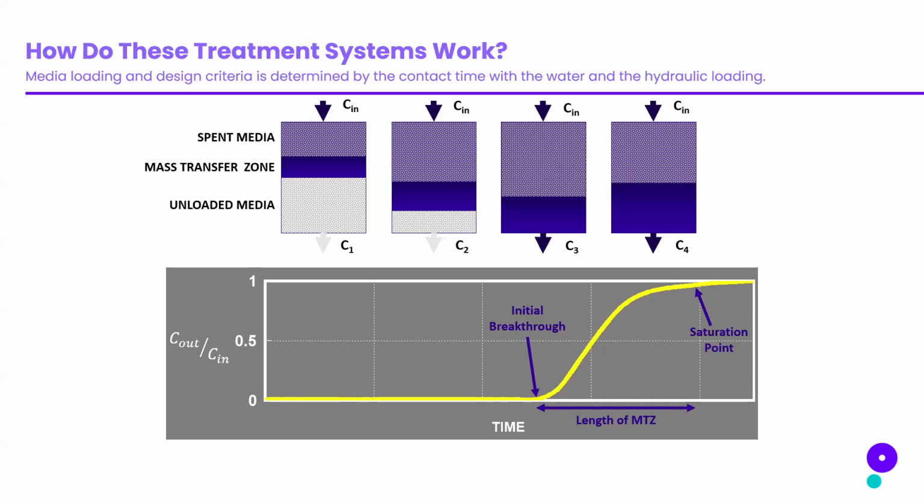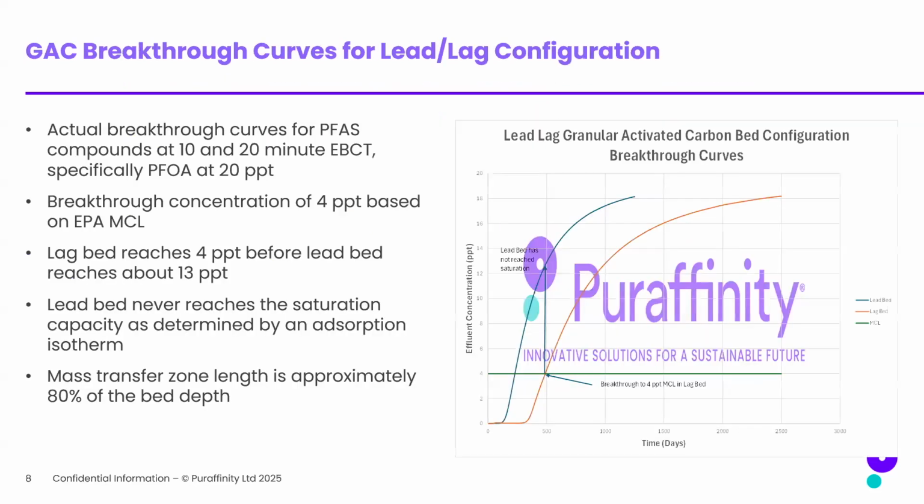So why is this important when it comes to PFAS and in particular comparing the various media? As I mentioned before, the isotherm predicts one thing. What we see in the real world is different. These are actual breakthrough curves at 10 and 20 minutes empty bed contact time for granular activated carbon. The influent concentration here was 20 part per trillion, so essentially a drinking water. Run to a 4 part per trillion breakthrough time.